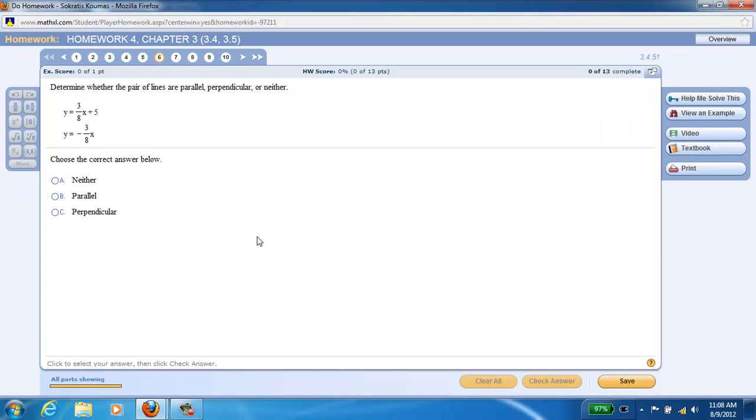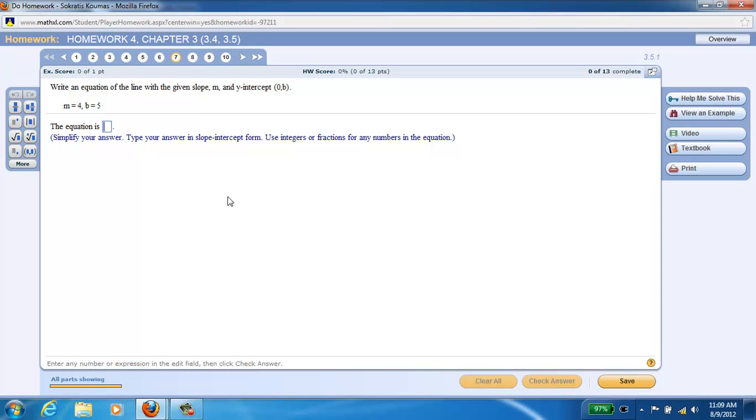For this problem you have to check the 2 slopes. If the 2 slopes are the same, then the lines will be parallel. If the product is negative 1, they will be perpendicular, but also there's a possibility that the 2 lines are not parallel, not perpendicular.